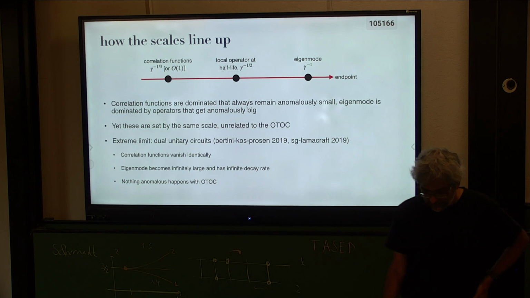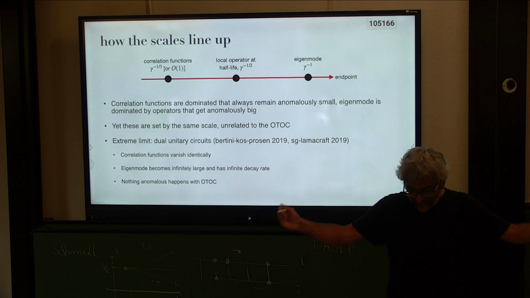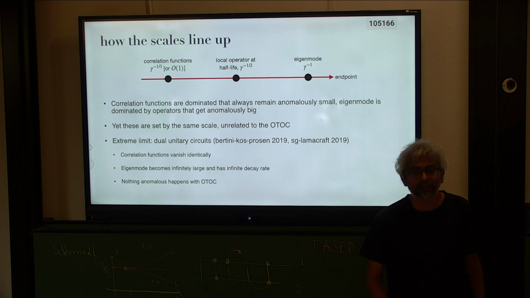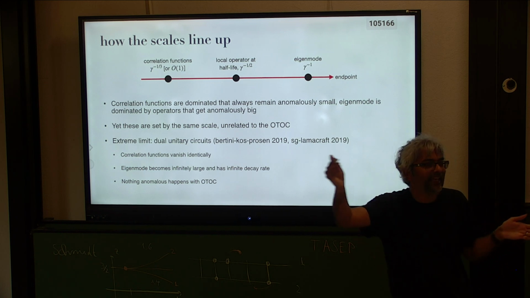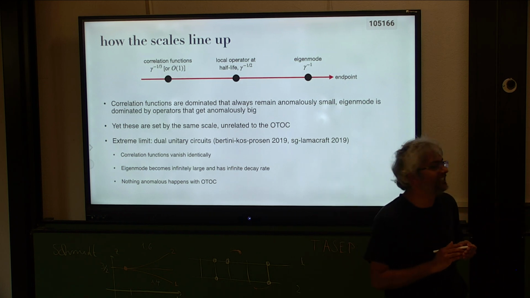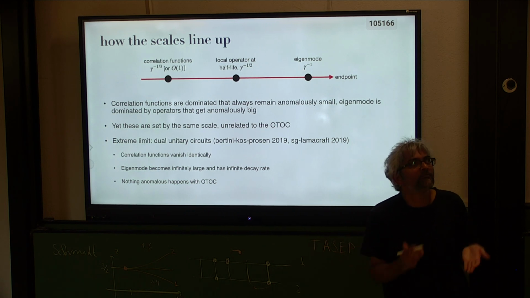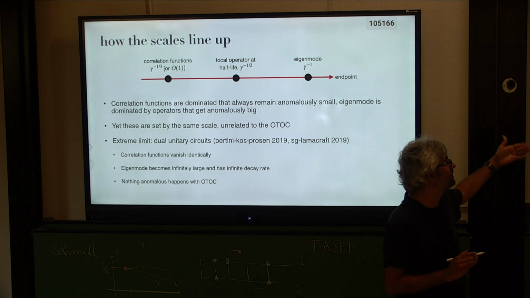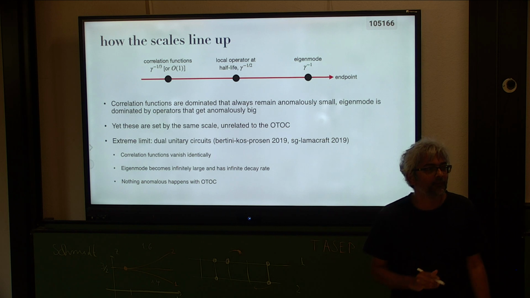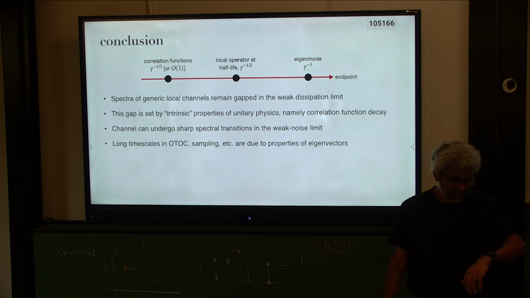So correlation functions are about operators that remain small at all times. The eigenmode consists of operators that get gigantic, and the OTOC at its peak is governed by some intermediate scales. So many different scales show up in the dynamics of various observables and non-observable objects in your theory as you take the dissipation rate to 0. Okay, so that's the summary of this part of the talk.